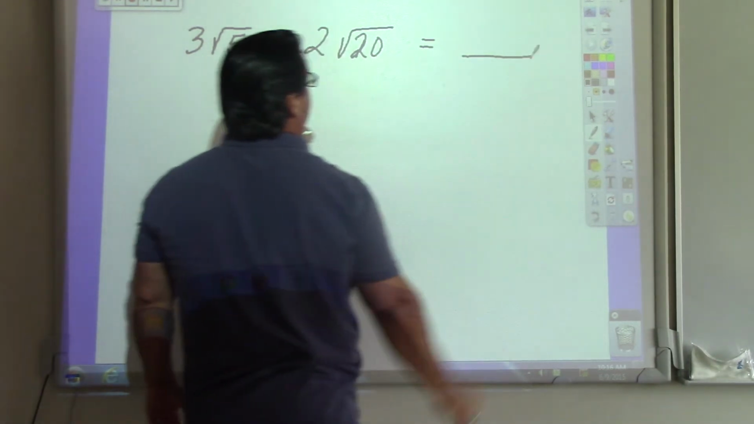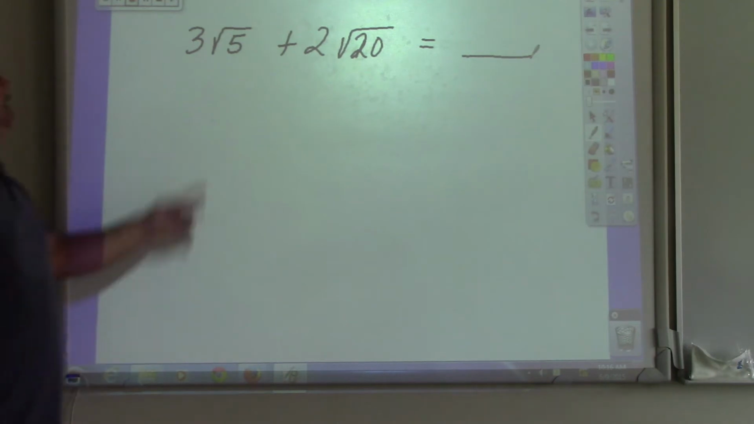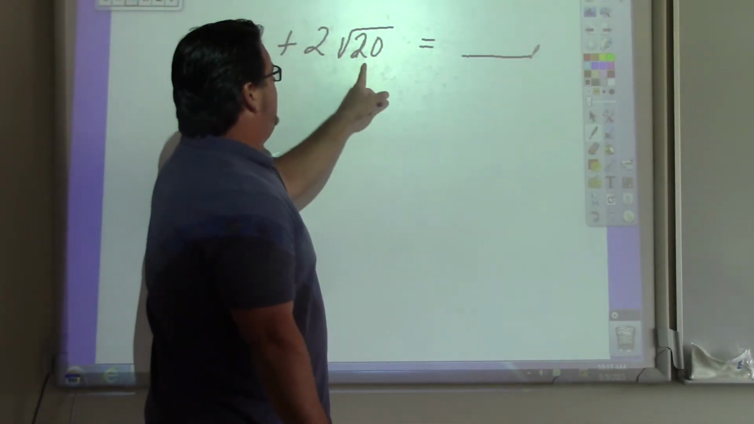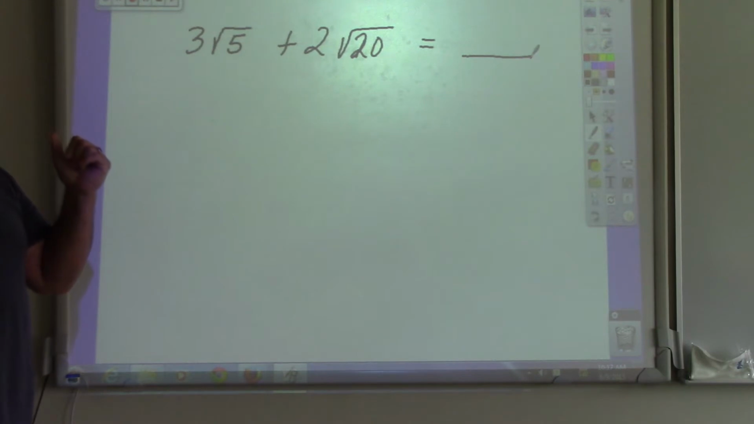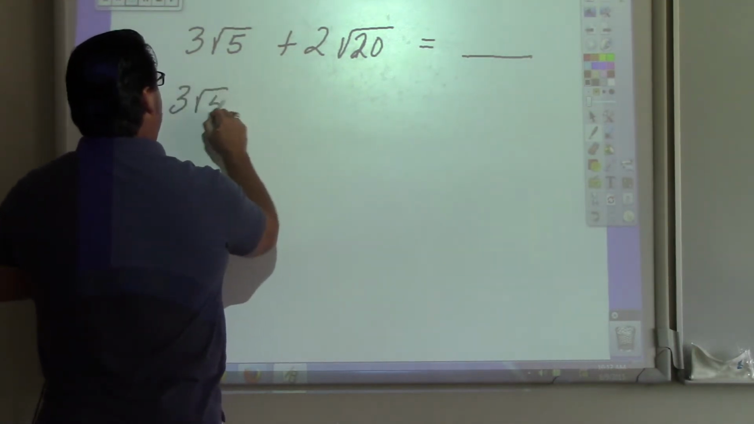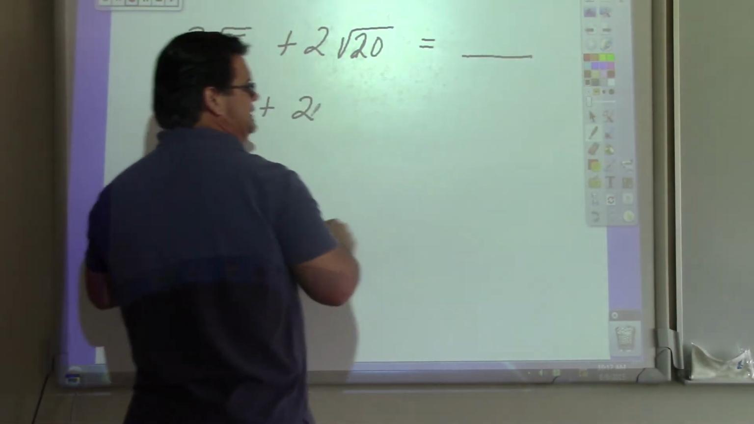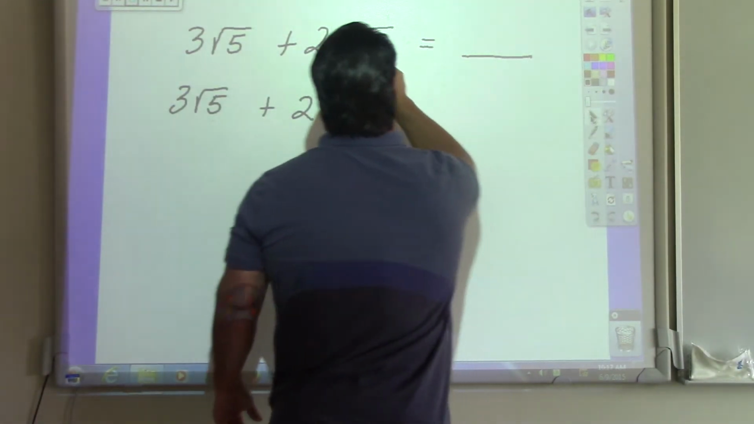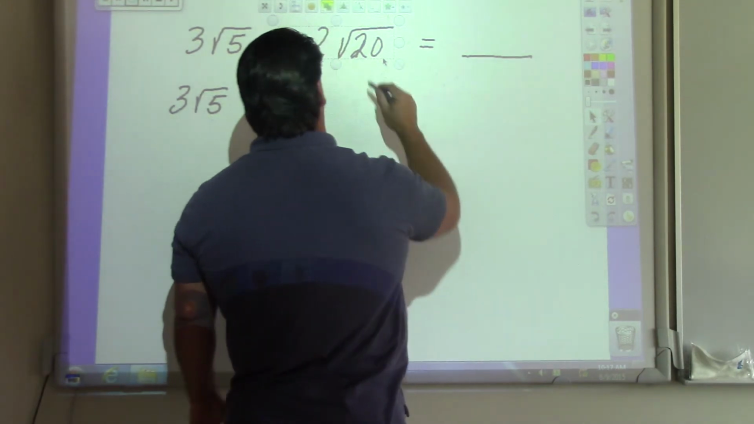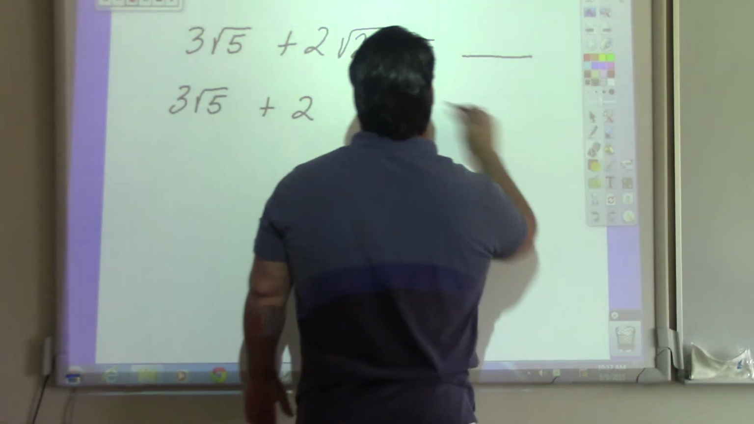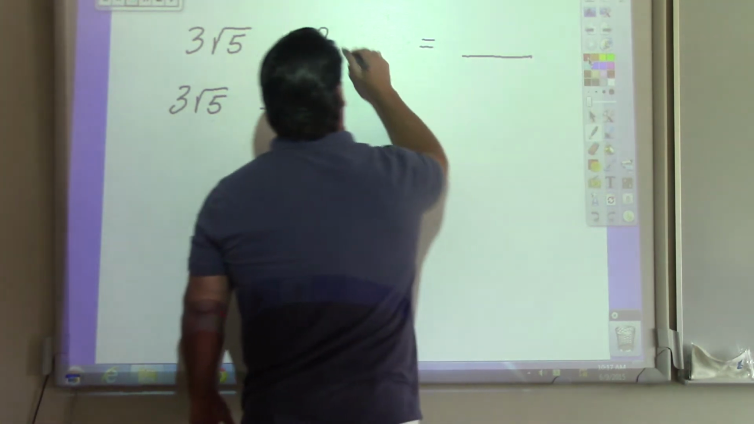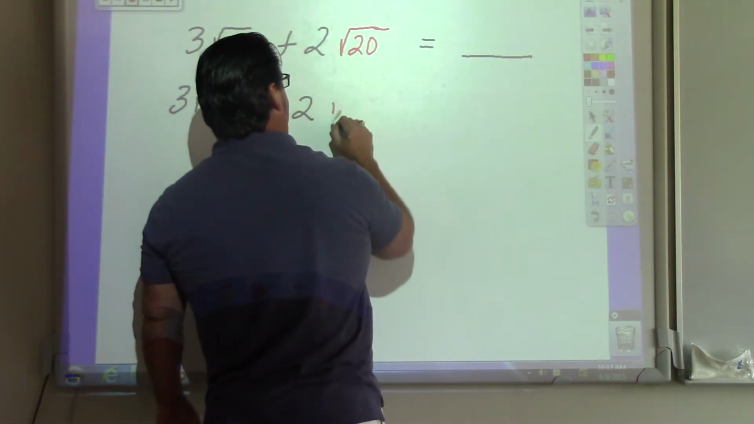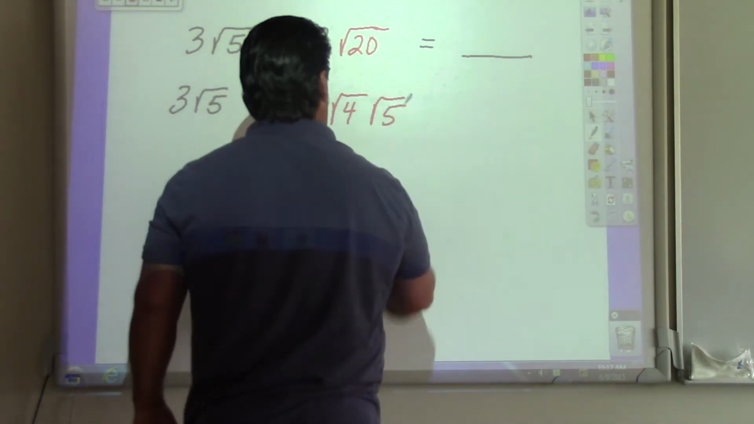Well, the first thing you'd say is, well, they're not the same. But you can break the square root of 20 up into what? Yeah, 4 and 5. So that'd be 3 square root of 5 plus 2, and I'm going to change this guy to red, square root of 20. And then this to square root of 4, square root of 5.